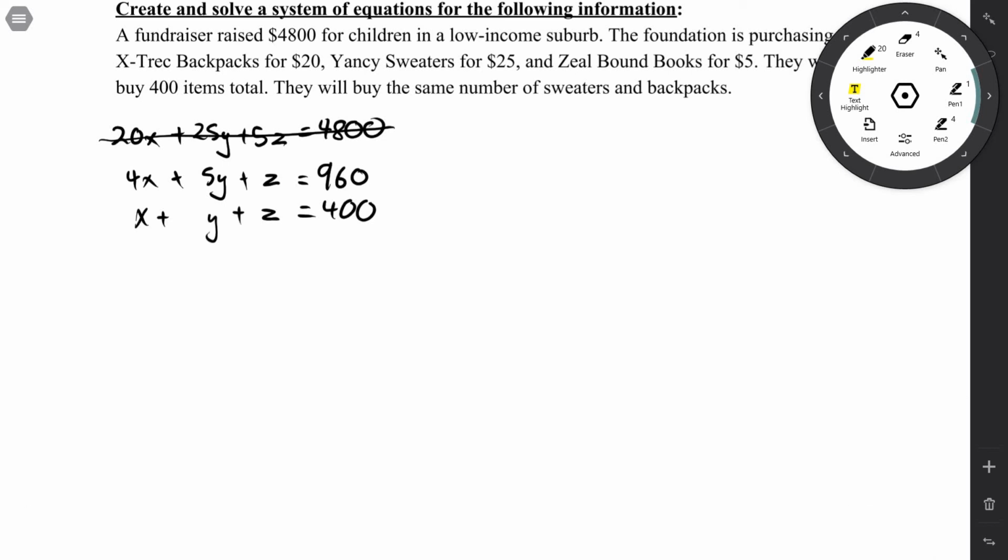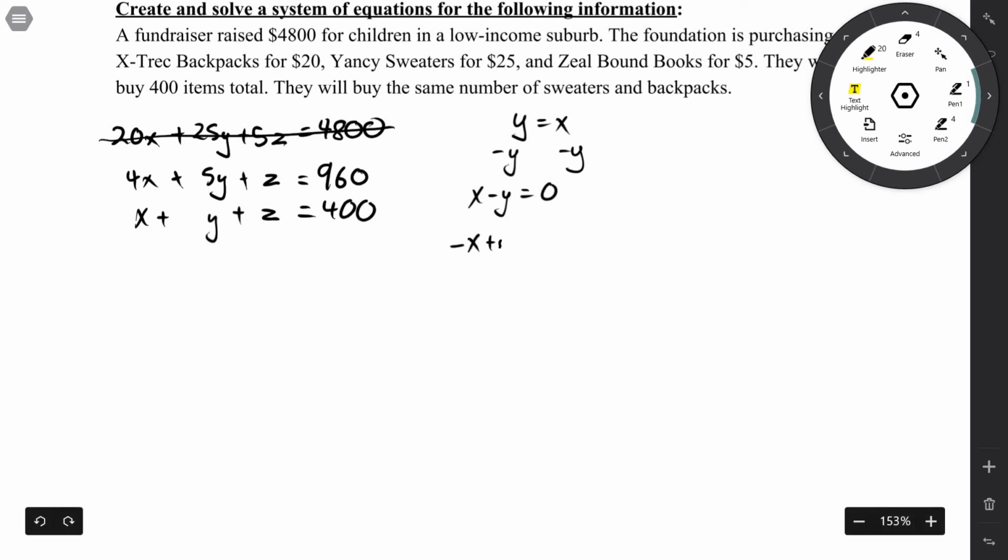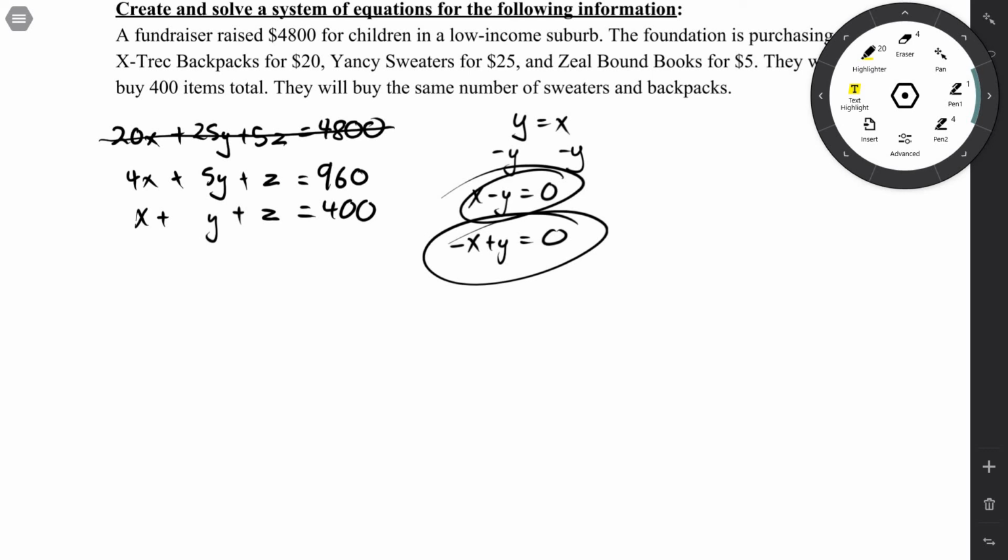And they'll buy the same number of sweaters and backpacks. Okay, that's y and x. So y and x equal each other. Y equals x. I'm going to rewrite this by subtracting y from each side. So I get x minus y equals 0. And if you wrote this negative x plus y equals 0, that's actually the same equation. They look very different. Either of these will work. And I wrote them x first, y second, so that it lines up. I'm going to use my first one, though. X minus y equals 0.